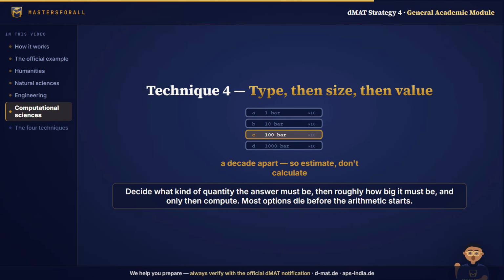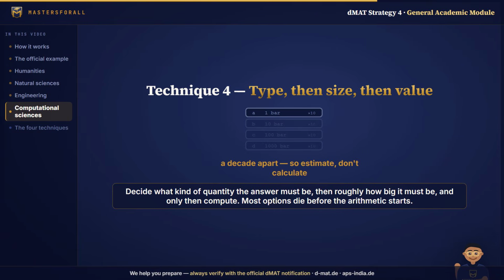Official exercise 2, question 1. A submarine dives to 10,000 meters. What is the pressure on the hull? 1 bar, 10 bar, 100 bar, 1,000 bar. Each option is 10 times the last, so precision is worthless.